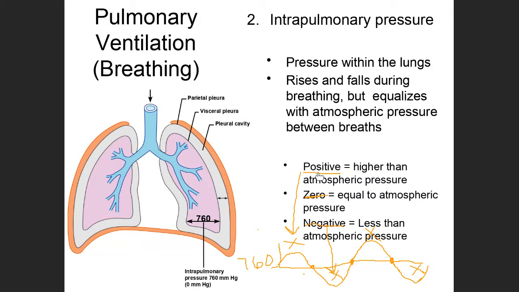So you should be familiar with these terms. Positive means higher than atmospheric pressure. It occurs when we're exhaling. Negative is when the pressure within the lungs is lower than atmospheric pressure. It occurs when you're inhaling. And in between each inhalation and exhalation, there's a time period when the intrapulmonary pressure is equal to the atmospheric pressure. When they are equal, we say that the intrapulmonary pressure is 0.